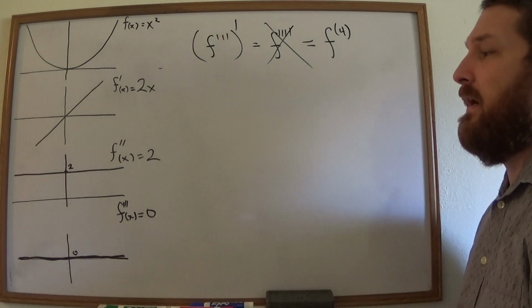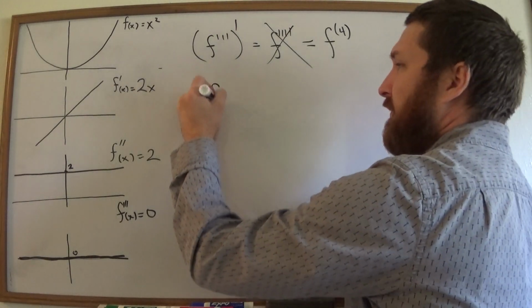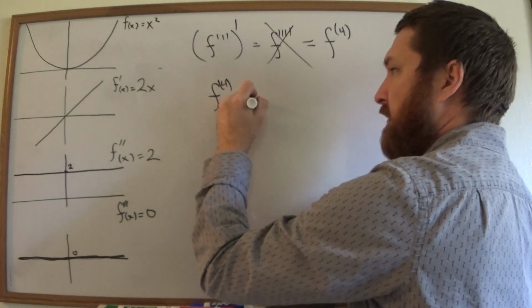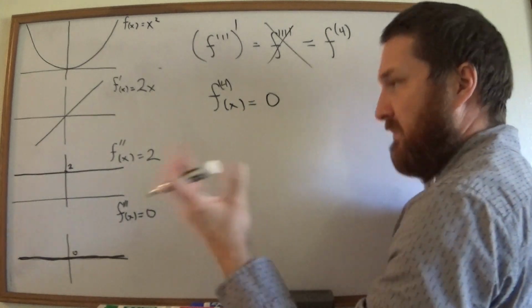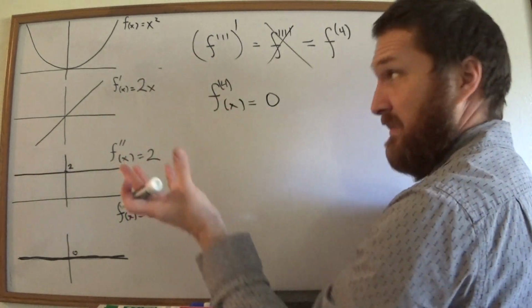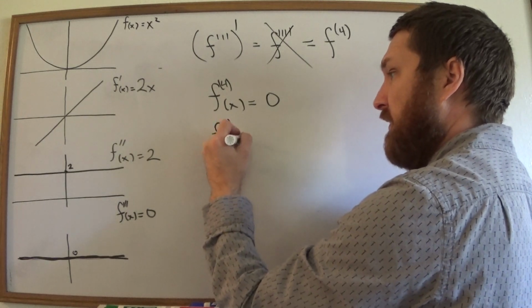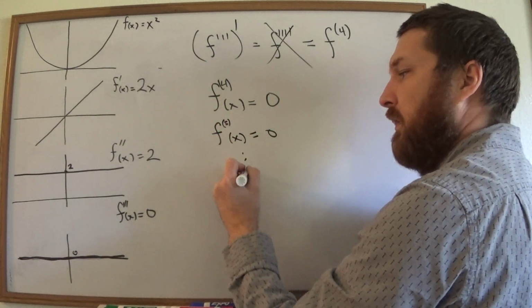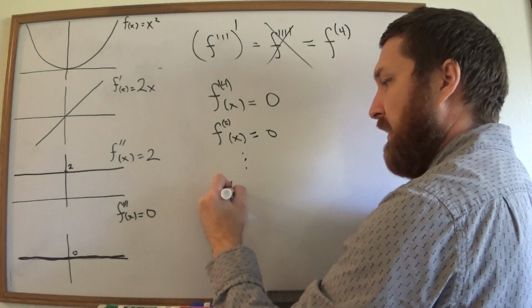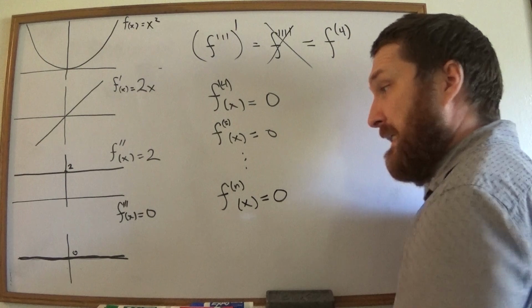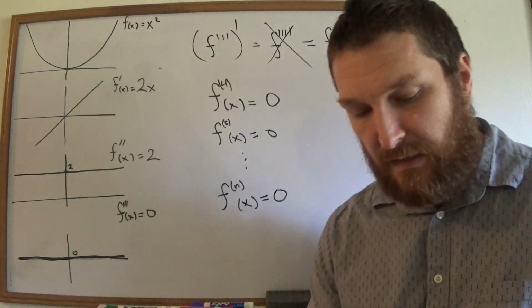Okay? And so the fourth derivative of this function is just 0. It stays 0. It's still a perfectly good function, so you could keep going. You take the fifth derivative, and it's 0. And you could go on and on and on forever. And the nth derivative of this guy would indeed be 0.